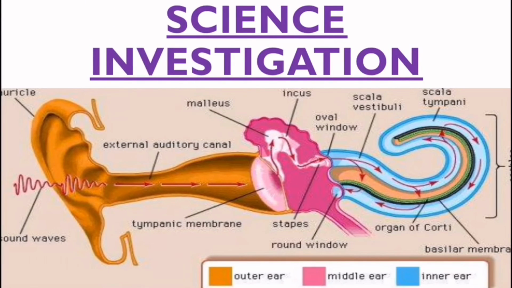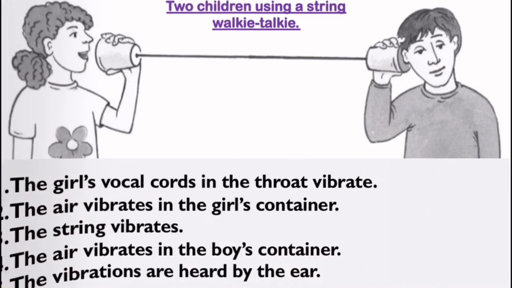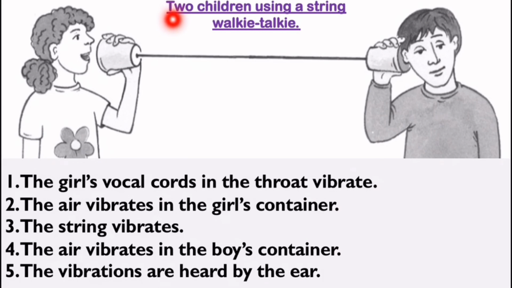And we actually need to go through a science investigation to understand this whole process in the easiest way. So the case is two children using a string walkie-talkie. As you can see, here are two children in this picture with a walkie-talkie which is connected by a string. When the girl speaks, how does the process work and how does the boy hear the sound?